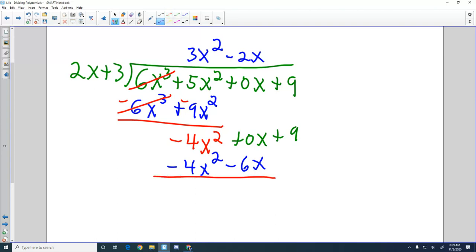Now remember, we're subtracting those two terms, so go ahead and change their signs to indicate subtraction. Those first terms cancel out, and I've got 0x plus 6x, which is nice and easy. That's plus 6x. And drop down the rest of the polynomial, plus 9.